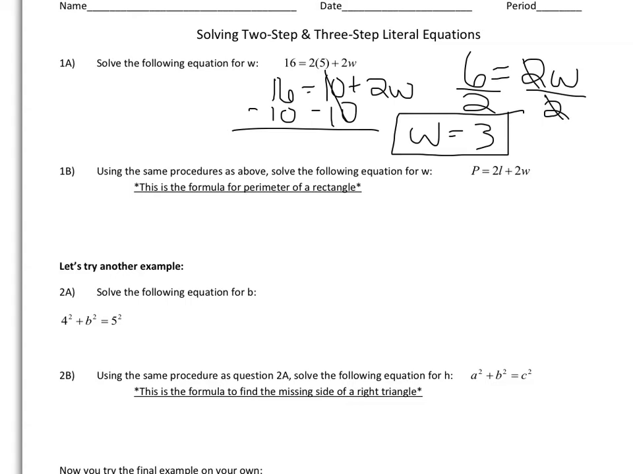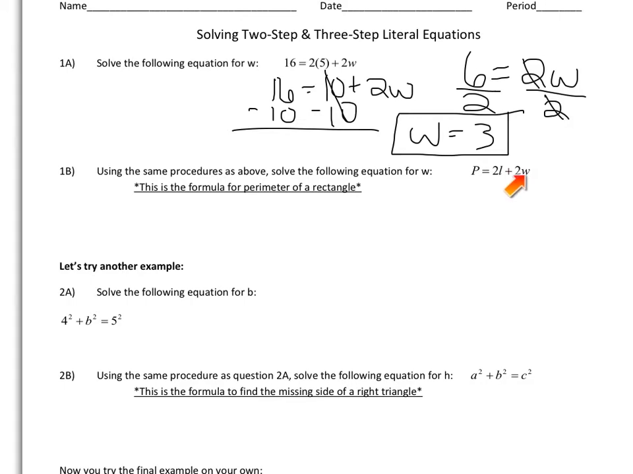1b, on the other hand, is not a linear equation, and the reason is because it has more than one variable in it. Instead of just having the w, it has a p, an l, and a w. Right now, the formula that I gave you is for the perimeter of a rectangle. What we're going to do is solve it for w.